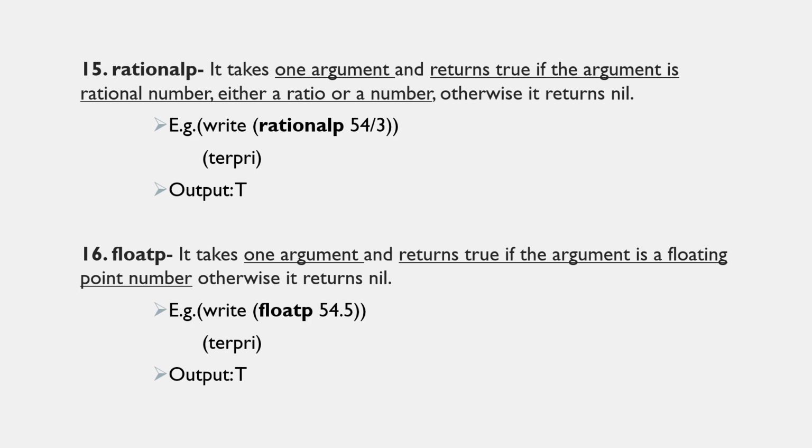Next function float p. In this case, if the provided number is a floating point number, that is a number with a decimal point. Example, we have taken 54.5. So it is a floating point number. So we have got the answer as true.